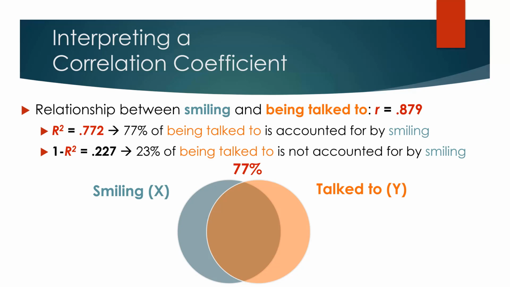So that's how you would interpret a correlation coefficient in regards to strength. Now the direction is obvious by the sign. This is a positive correlation, so we know that the more that you're smiling, the more that you're being talked to, and we know that that's happening around 77% of the time, you might say.